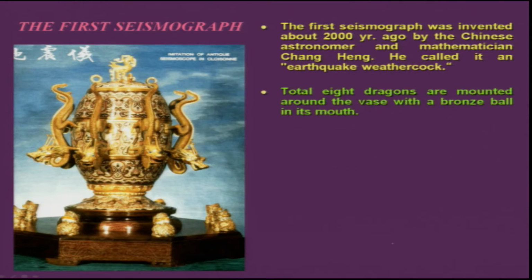It comprised a very beautiful vase, and you have 8 toads sitting at the base of the vase. Total 8 dragons, as you can see here, are mounted around the vase, with a bronze ball in the mouth of each dragon, and the toads sitting down below.